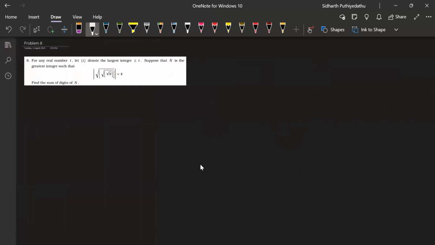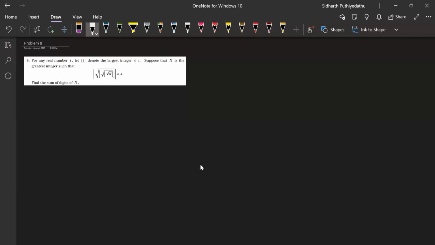Okay, the second problem. You have any real number t, and this is defining the floor function. The floor function of a real number just tells us the largest integer below it. So suppose that n is the greatest integer such that the floor of root of floor of root of floor of root of ugly stuff is equal to 4.